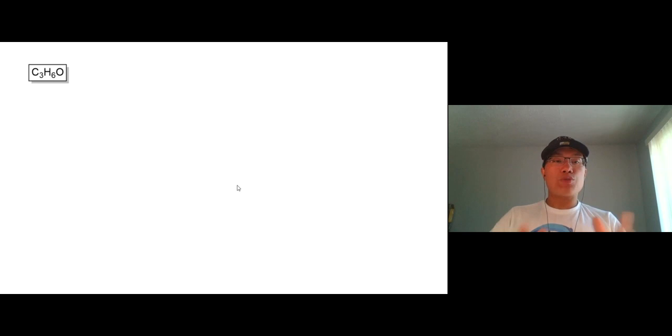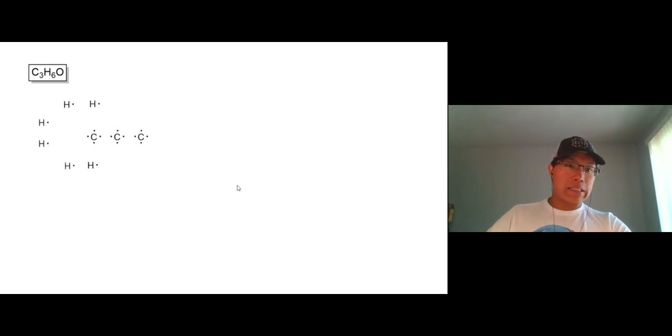All right, let's try this one. C3H6O. Same process there. Lewis symbol: 3 carbons, 6 hydrogens and 1 oxygen. So this is a type of hydrocarbon. Carbon connects to carbon, and of course connects to oxygen. The rest just make everyone octet. Each hydrogen needs one more bond. One bond, one bond, and one bond.